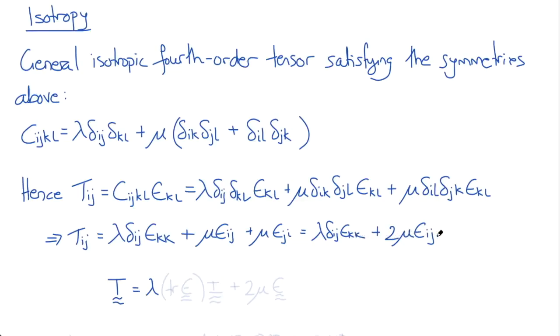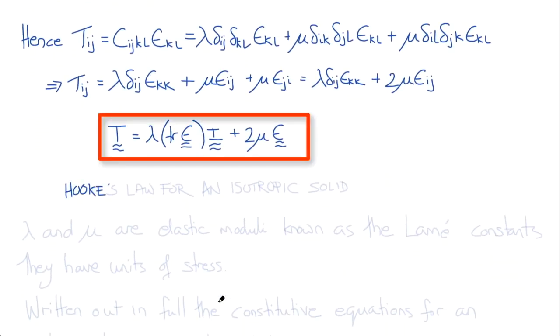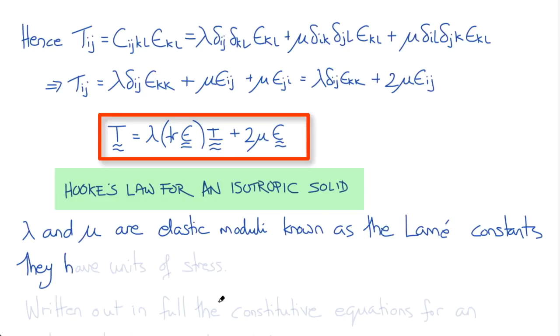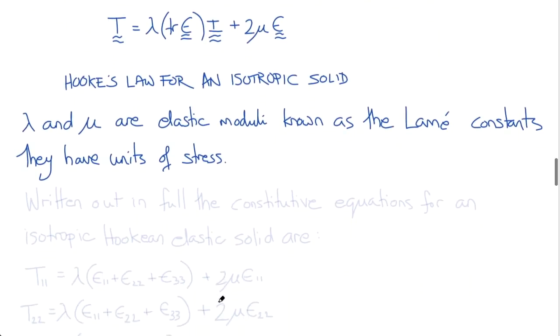Or writing this in direct notation, the stress in an isotropic Hookean elastic solid is lambda times the trace of epsilon times I, the identity tensor, plus 2 mu times epsilon. So this is Hooke's law for an isotropic elastic solid. Lambda and mu are elastic moduli that are known as the Lamé constants. Since strain is dimensionless, they have the same units as stress has. We can find the Lamé constants in terms of technical constants such as the Young's modulus and Poisson ratio, and we'll do that next time.